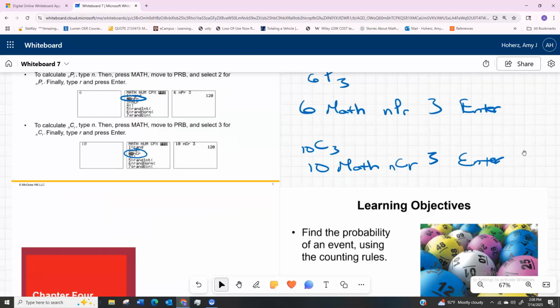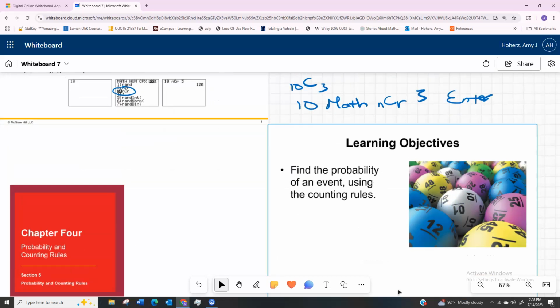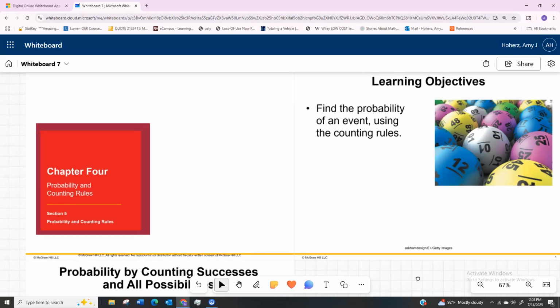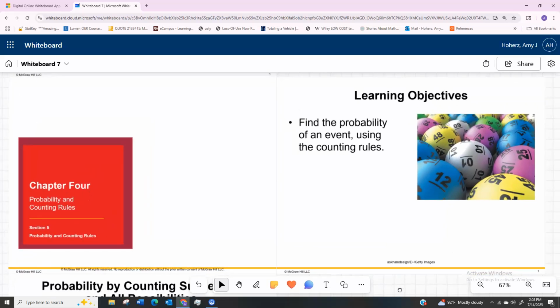All right. And remember, on your calculator, if you ever can't figure something out, you're welcome to ask me, but you also should be able to find pretty much anything these days. You should be able to Google it. Just put in the type of calculator that you have.